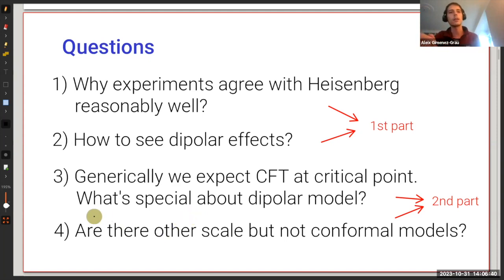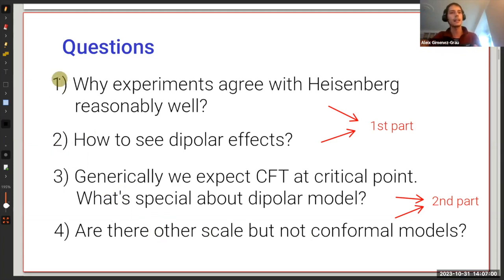Okay, and in particular, I'm going to show that there's something special about this dipolar model that makes it scale invariant and not conformal. And I'm going to show that this special thing is actually shared by many other models that we've studied. So that would be the summary of the talk.